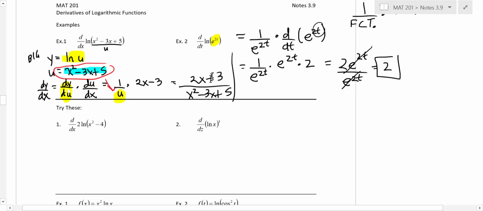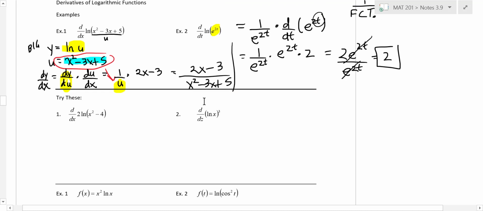Okay, so I'm going to let you try the next 2 problems, just the next 2. And then we'll move on and get through some of the ones that have some combined rules with it. See if you can do the next 2, okay.